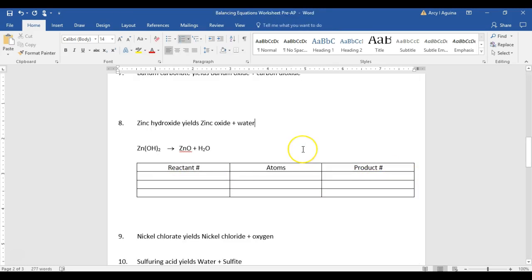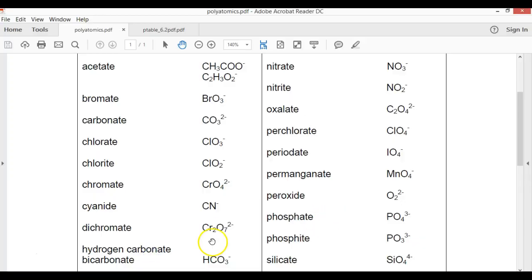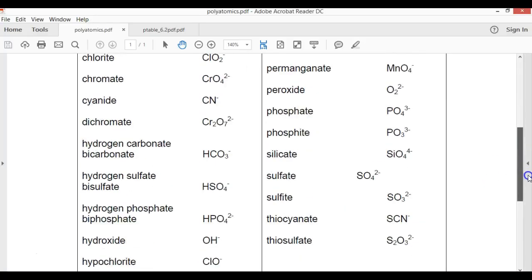We leave it alone. I'm going to do number 8 because number 8 was kind of trumping me a little bit. It gives you the word equation, and then you have to come up with the formula. So it says zinc hydroxide yields zinc oxide plus water. Zinc I got from the periodic table. It's Zn, and then hydroxide we got from the polyatomic list again. So it's the same one that we used in the first example.